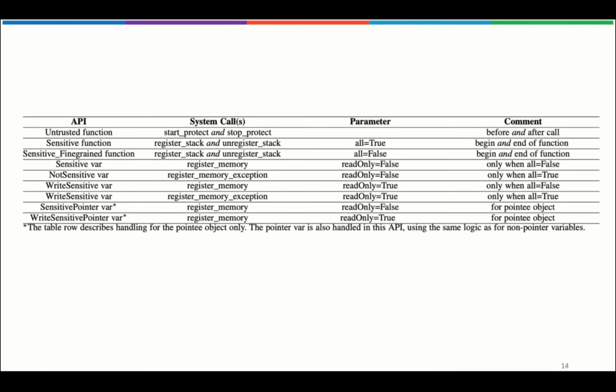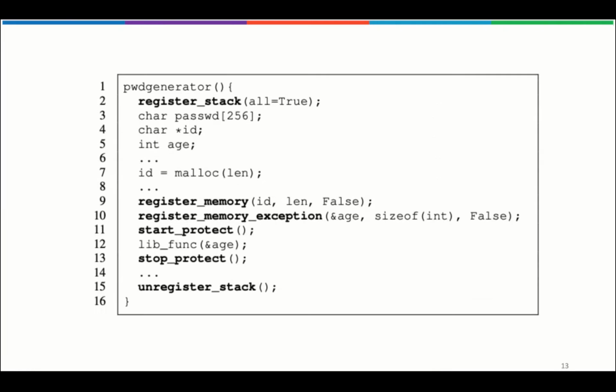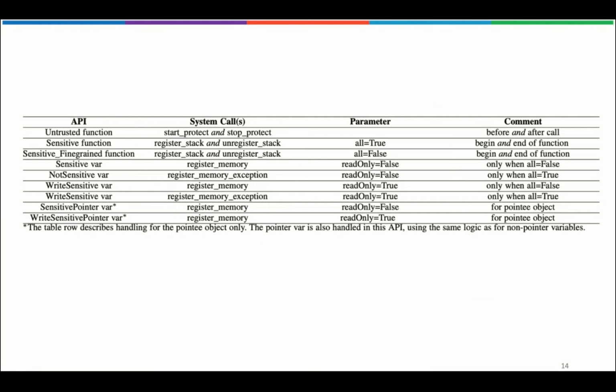Then if you want to make it, for example, a sensitive function, here we call register stack all equals true, which protects everything on the stack other than the exceptions that we talk about, like register memory exception. But there is a sensitive fine-grained function in which we call register stack and unregister stack, where you actually have to specify the attributes we want to protect specifically instead of calling an exception.